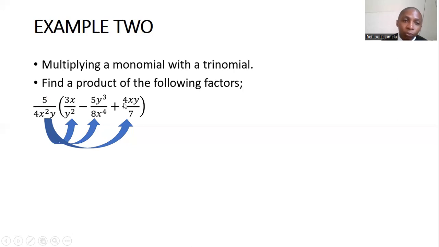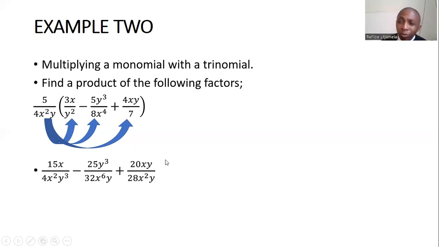The last one will be 5 times 4, that'll give me 20, but obviously I will attach that xy to it. In the denominator, I have 4 times 7. 4 times 7, that'll give me 28, x squared y, and hence I arrived at this answer.